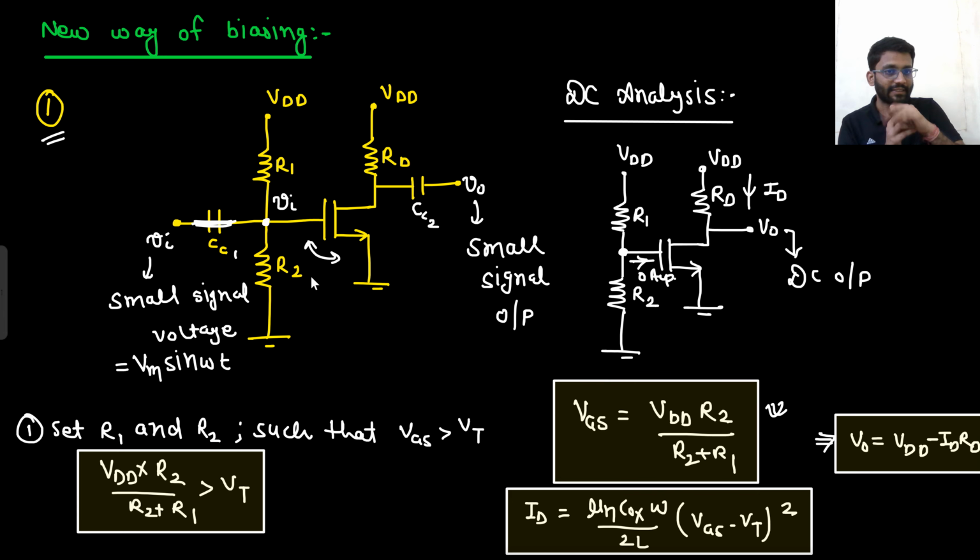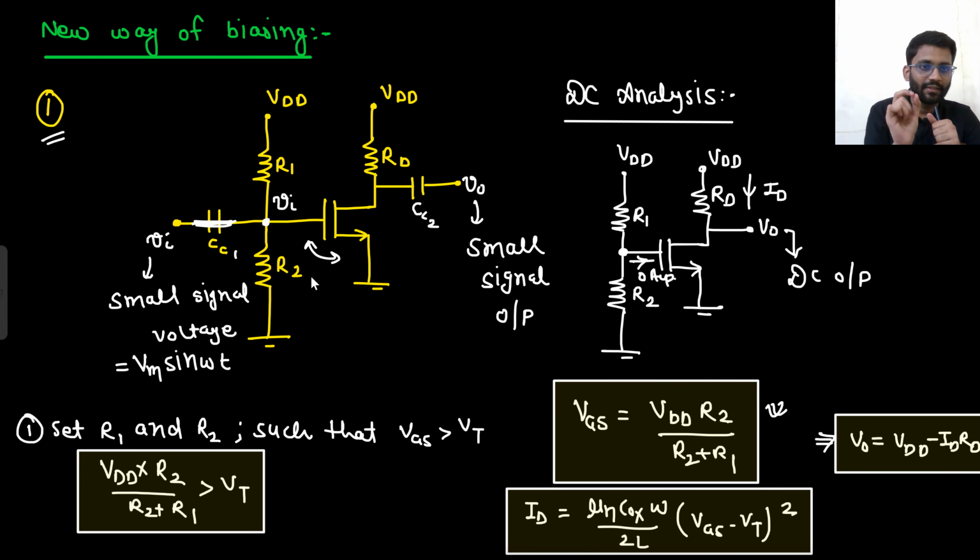So when you are doing the large signal analysis, this Vin is not coming. The small signal input is not even coming, so you can set your operating point. And while doing the AC analysis, it is directly coming, so you can get your final output. Are you getting this point or not?